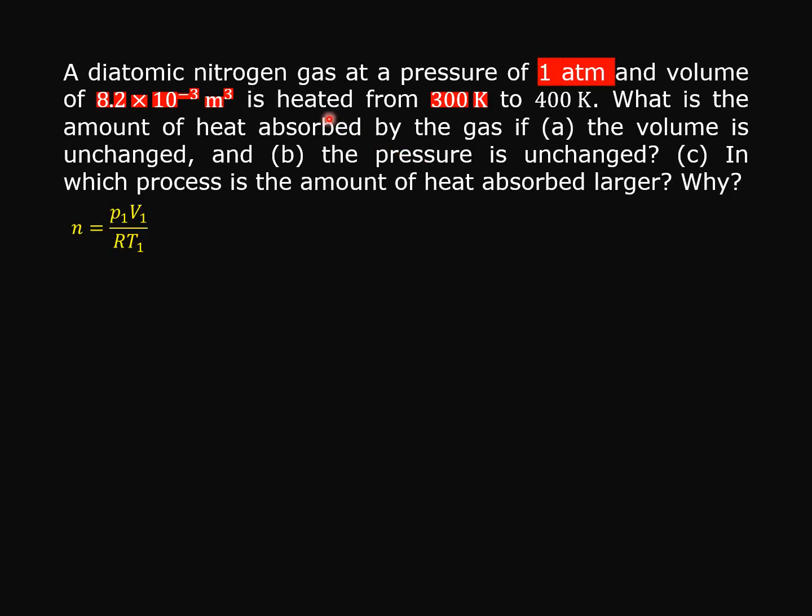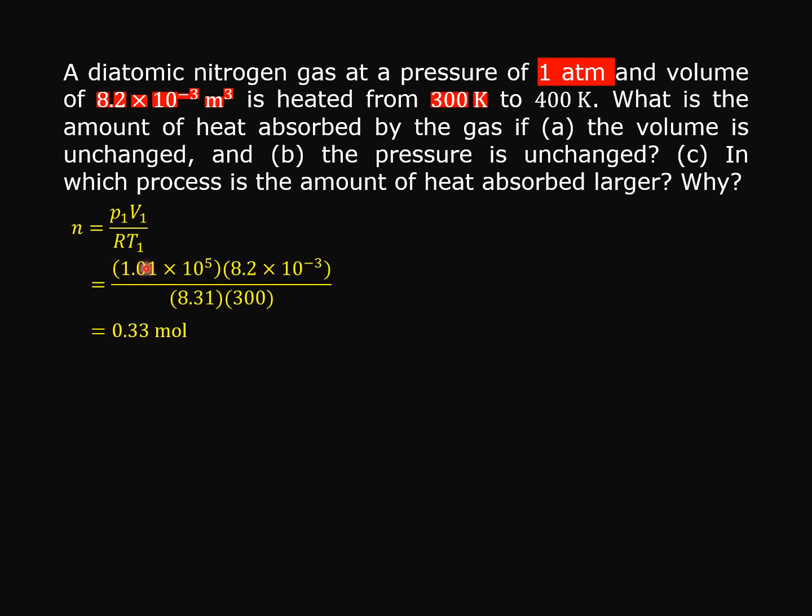When the gas is heated, the state of the gas changes. The values of 1 atm, 8.2 × 10^-3 m³, and 300 K give us the state variables for the initial state of the nitrogen gas. From these three values, we can find the number of moles of the gas, which is equal to P1 V1 over R T1. The subscript 1 refers to the initial state of the gas. n is the number of moles. R is the gas constant.